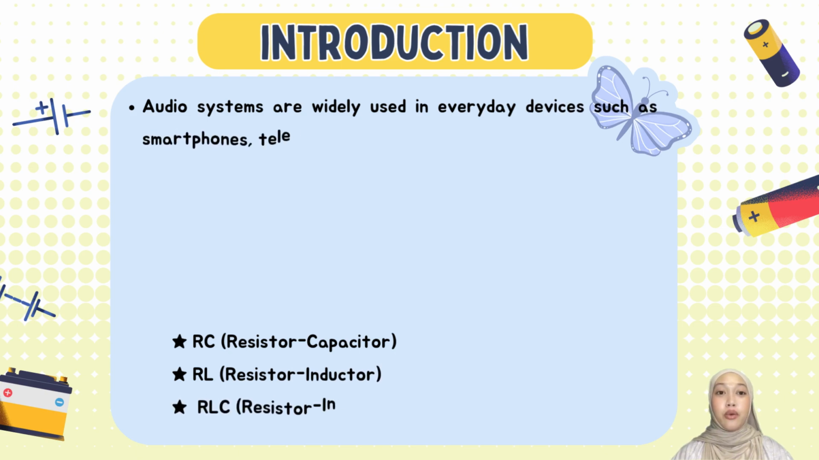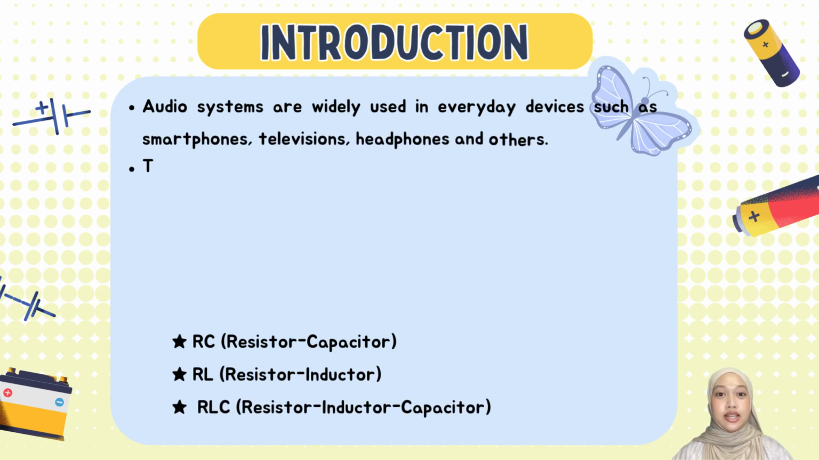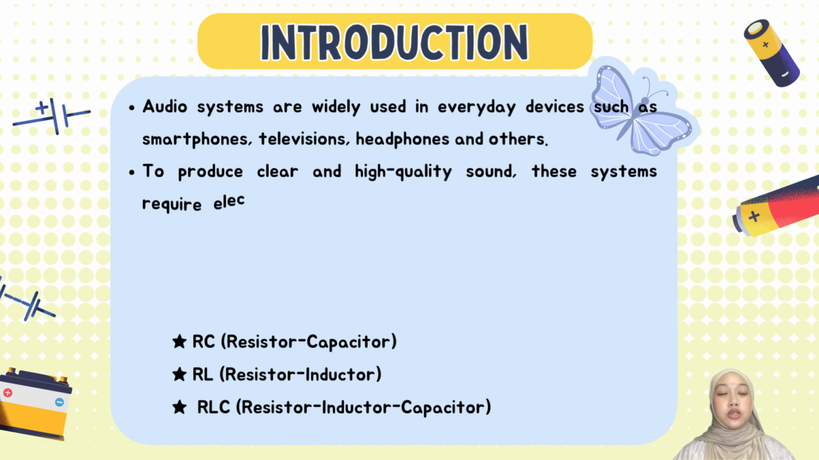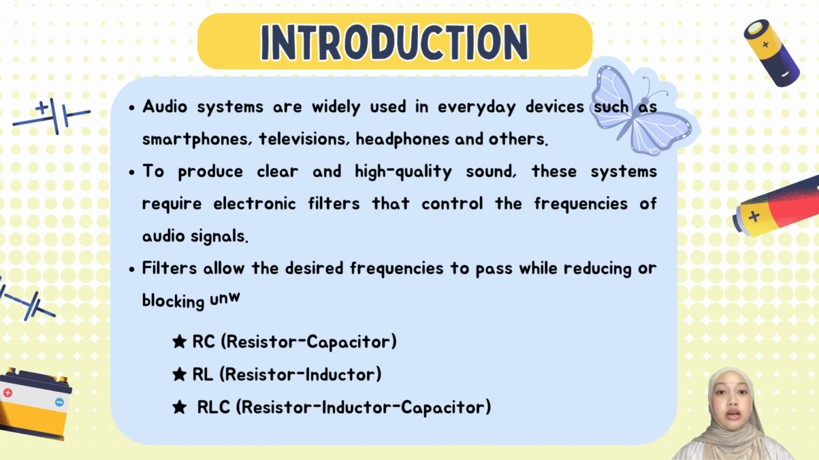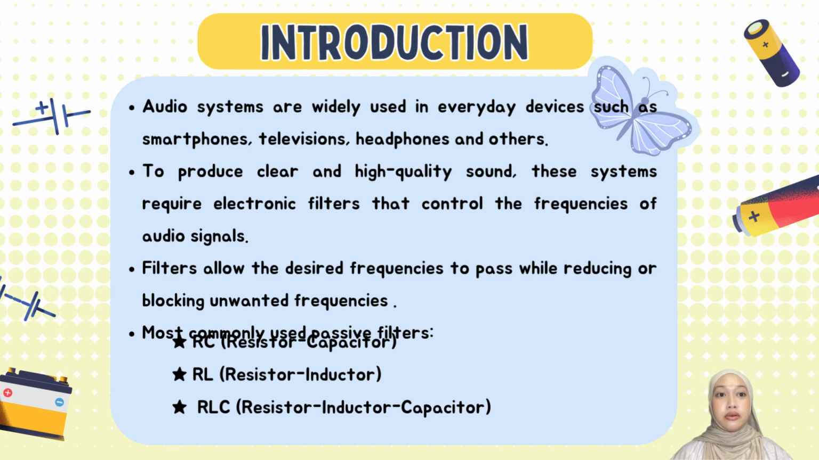Audio systems are widely used in everyday devices such as smartphones, televisions, headphones and others. To produce clear and high quality sound, this system requires electronic filters that can control the frequencies of the audio signals. Filters also can allow the desired frequencies to pass while reducing or blocking unwanted frequencies and electrical noise, resulting in better sound quality and improved system performance.